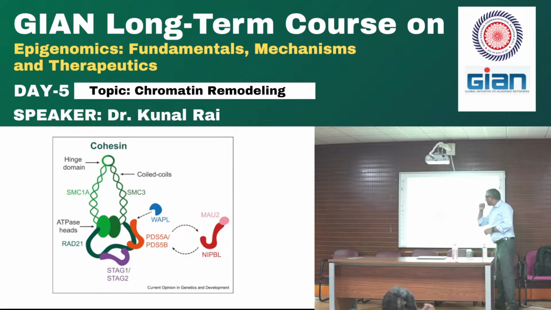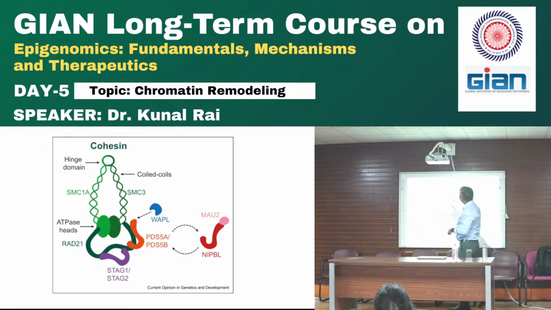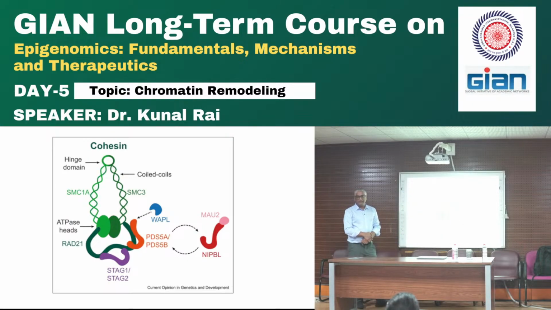So cohesin has this structure where you see on the top there is a hinge domain, SMC1A, SMC3. These are coiled-coil proteins. Essentially they're flexible coils. They're like your spring. Two springs like this, my two hands like this. There's a hinge on top. What does hinge mean? It's a hinge, and on the bottom there are ATPase heads. There are two proteins that are the ATPase heads.